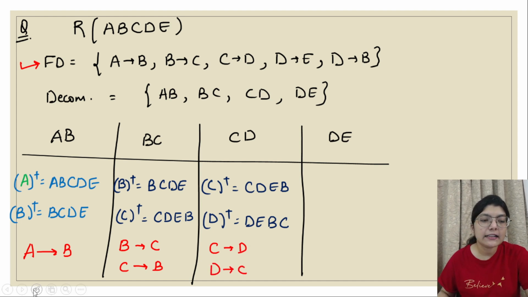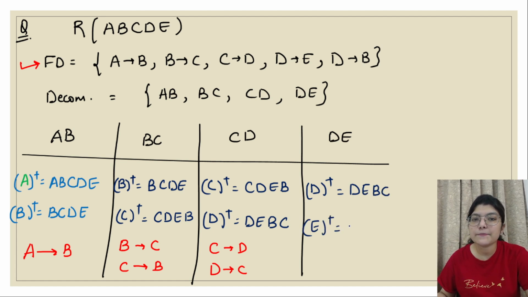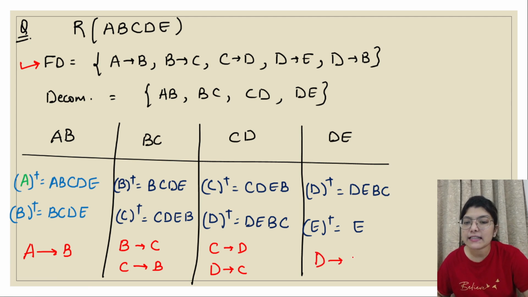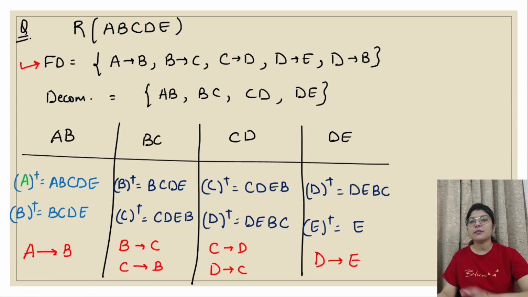Next, I'll take the closure of these two, D and E. Closure of D is D, E, B, and C. And closure of E is only E. So the functional dependency I received is D to E. So these are the functional dependencies.